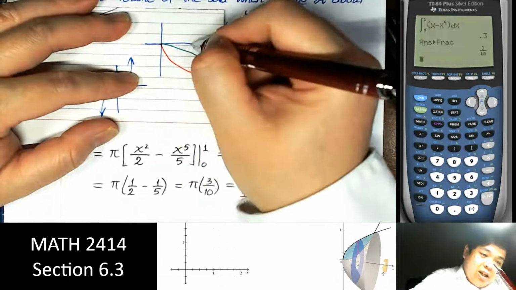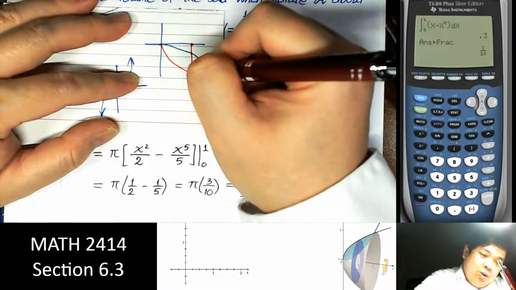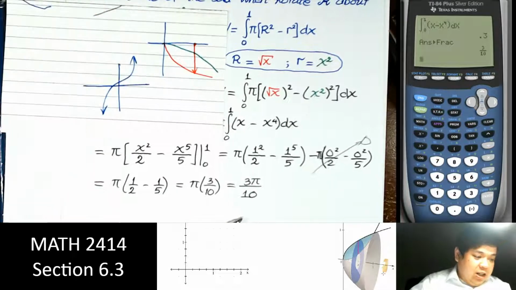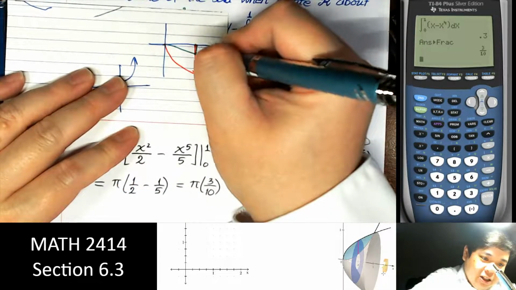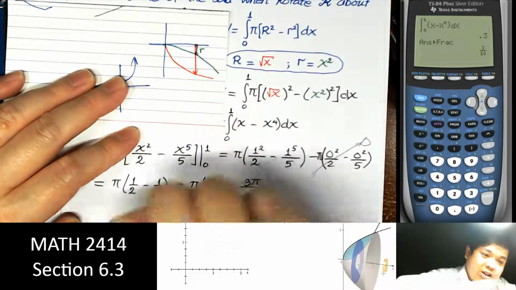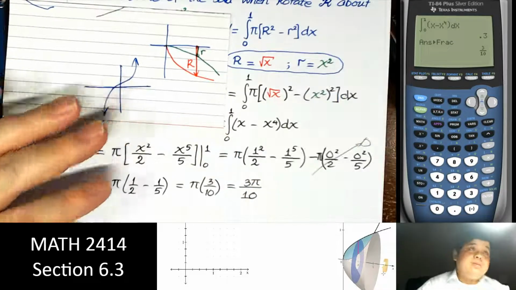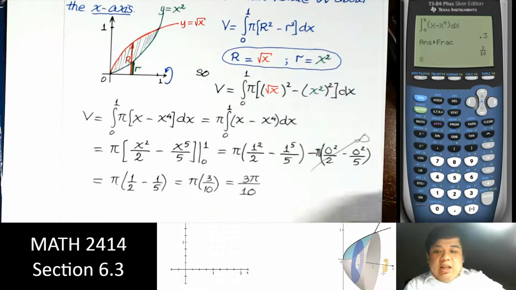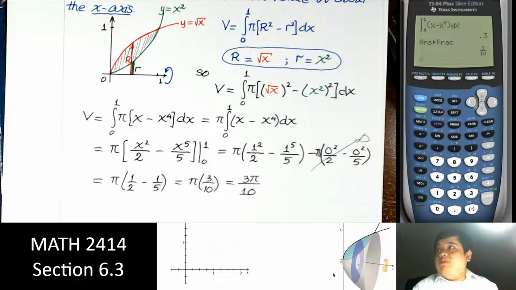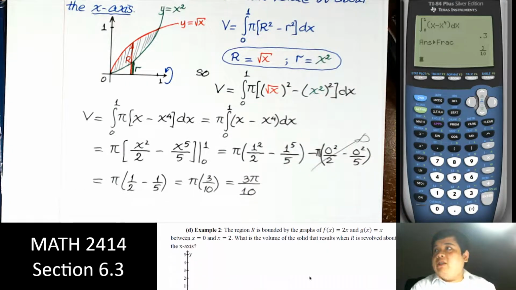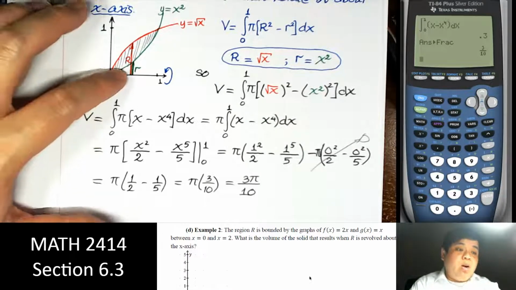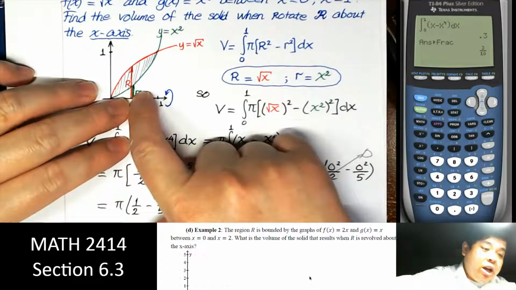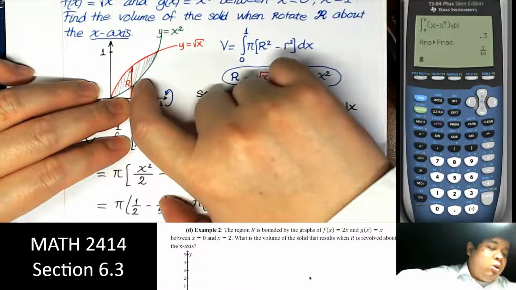In that case, the big radius goes to the outer function and the little radius goes to the inner function. So it's not always f of x and g of x. It will not be straightforward like that. It could be a lot more complicated. That's why we have to draw it out and see, from the axis of rotation, which one is outer, which one is inner.